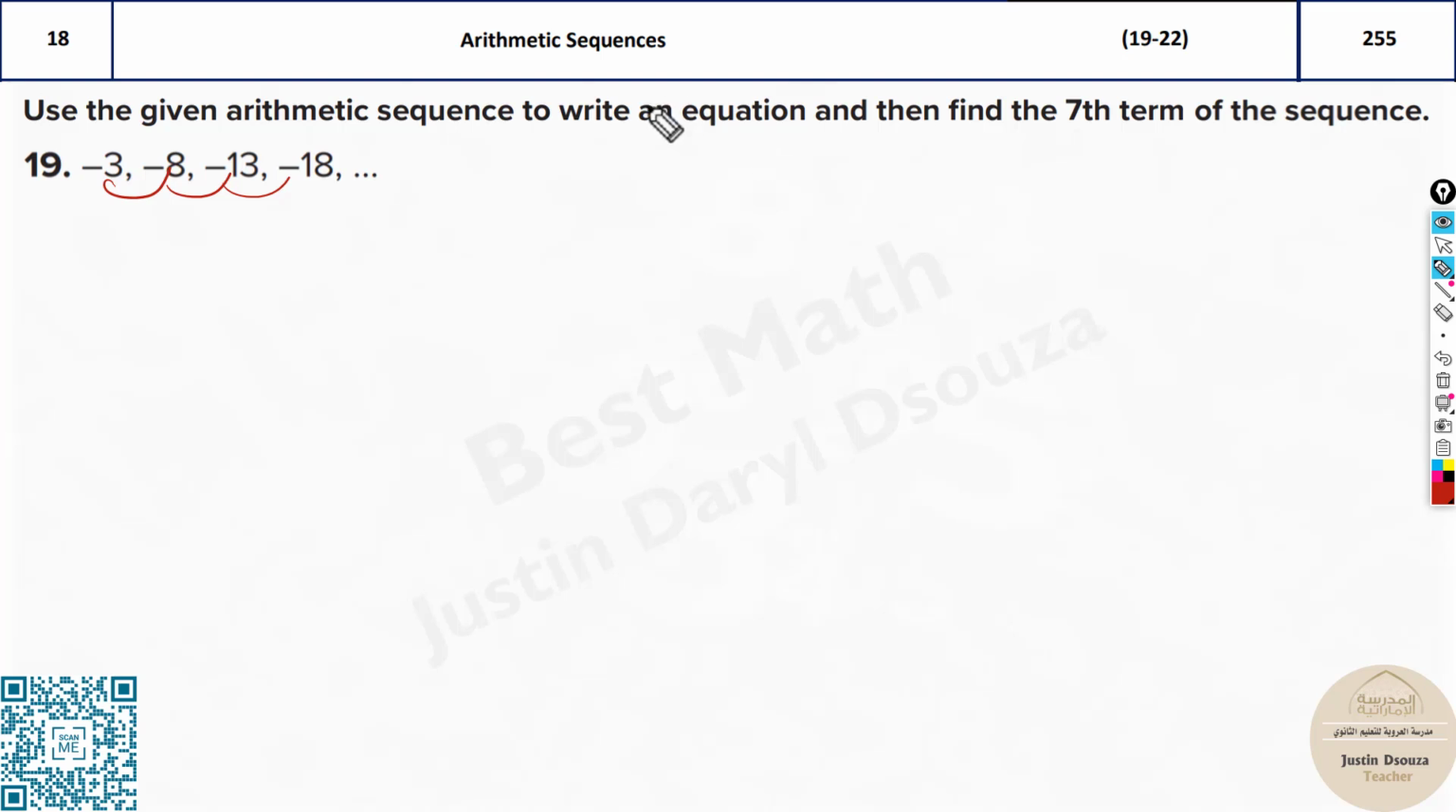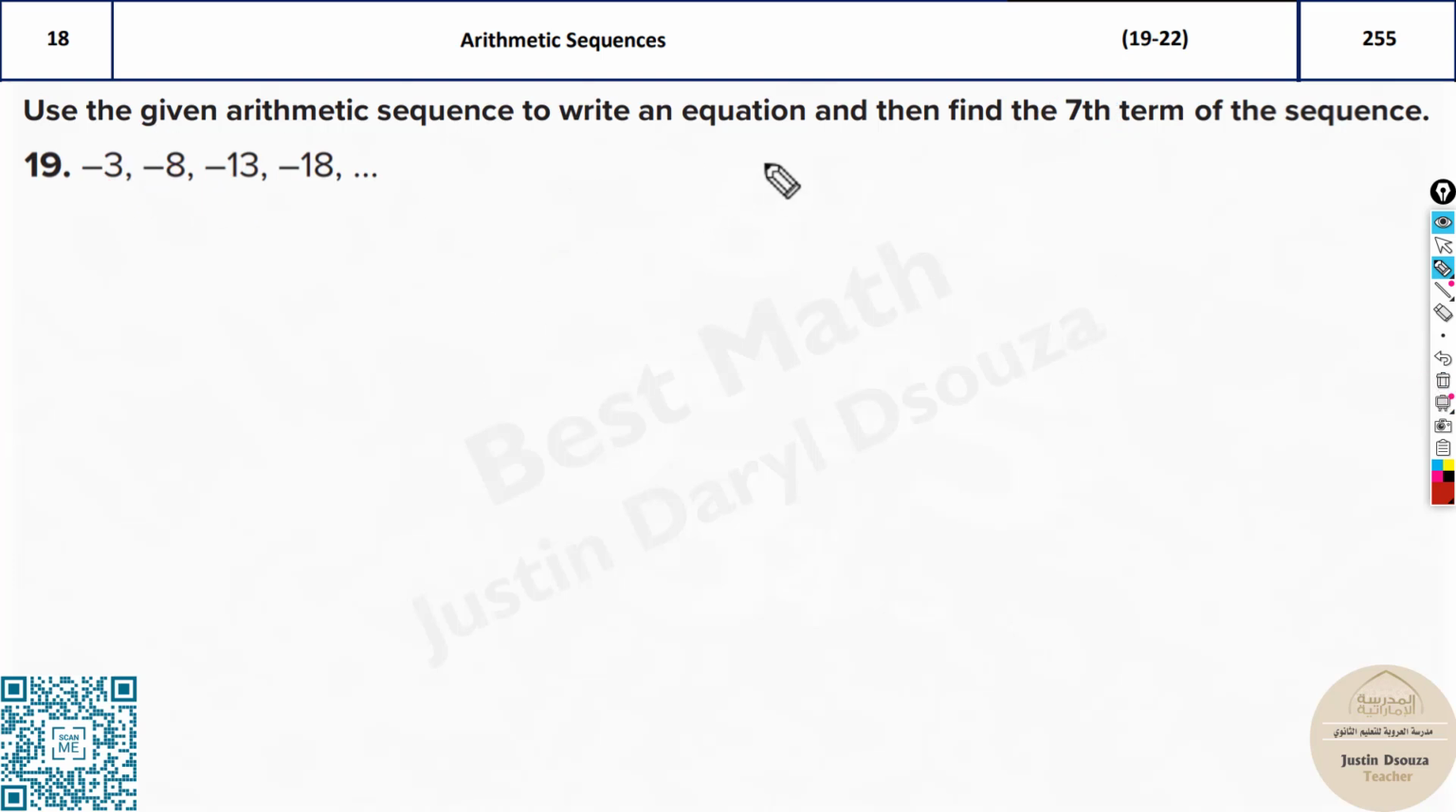So we need to write the equation for the nth term. We have to just write an equation, that is, write it in terms of n, in the form an equals something. And then we have to use that to solve for the seventh term. So there are two things we need to do. Let's do them one by one.